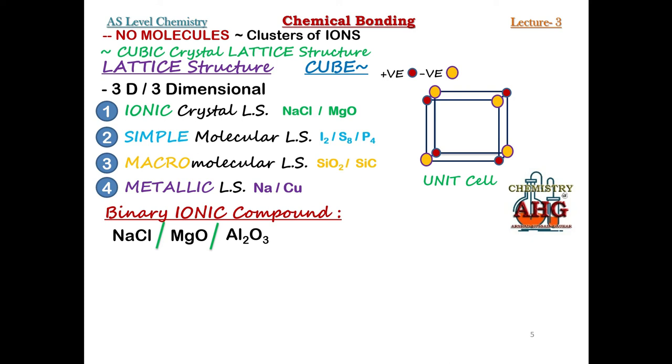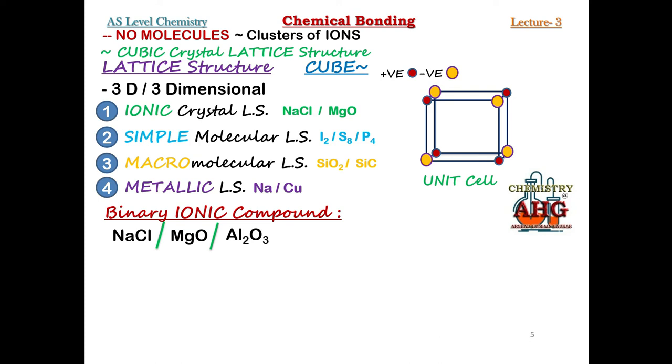So you can see in all these three examples that I have written in front of you, these three ionic compounds are binary ionic compounds and they have the same type of cubic crystal lattice structure. Mostly, not always, mostly ionic compounds have the same type of cubic crystal lattice structure. And what is the important feature of a cubic crystal lattice structure? In a cubic crystal lattice structure, mostly each positive ion is surrounded by 6 negative ions, and each negative ion is surrounded by 6 positive ions.